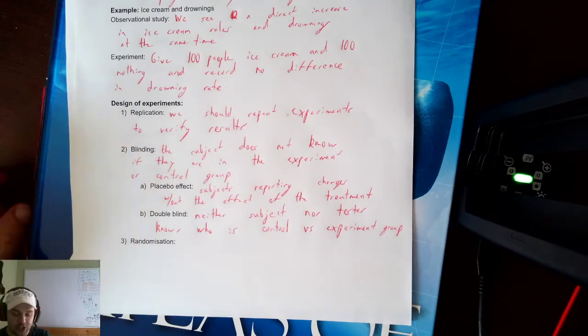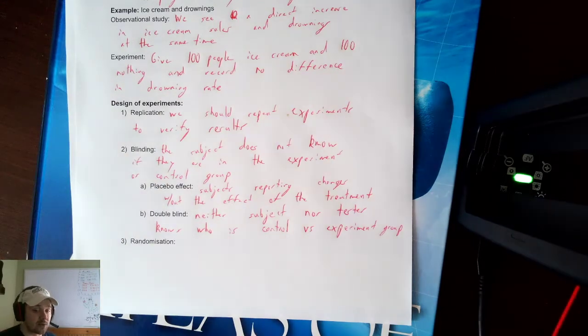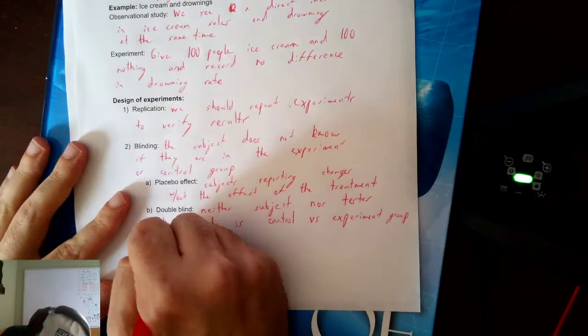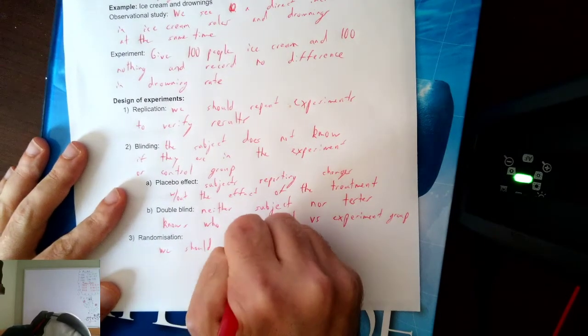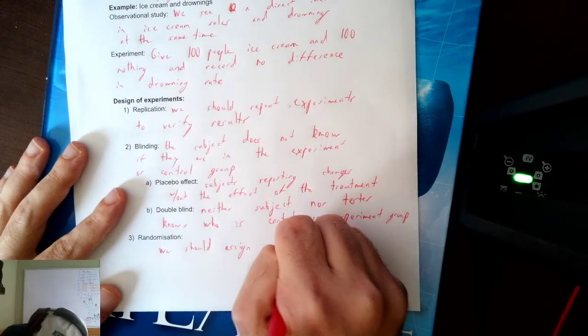Lastly, randomization. We should always assign people to groups randomly. We should assign groups randomly.